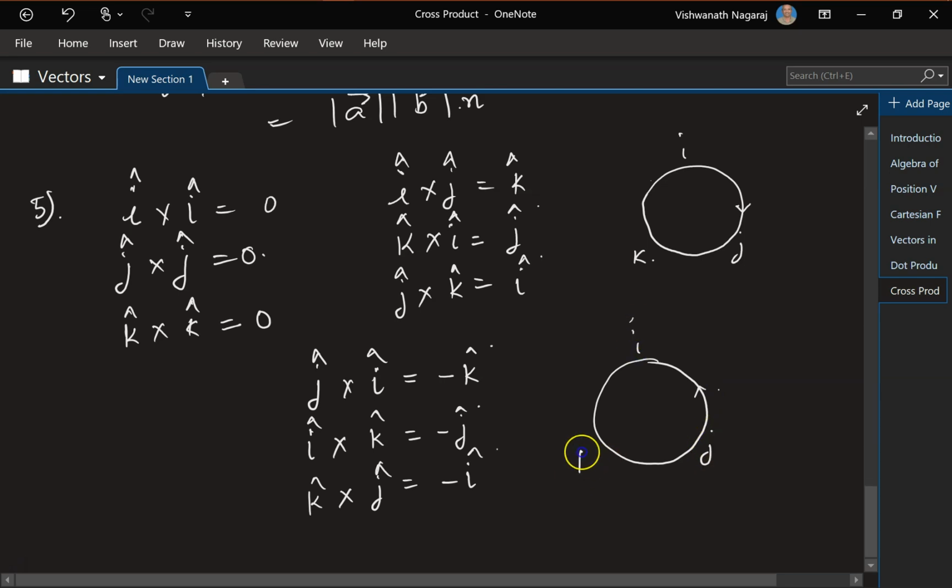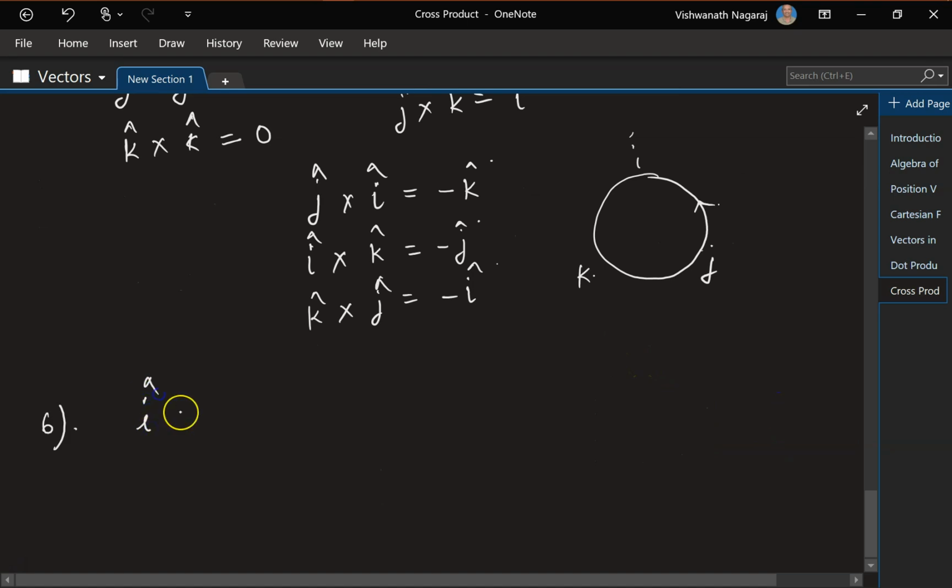I, J, K. This is J. And put a negative sign. So J cross I gives you minus K. I cross K gives you minus J. K cross J gives you minus I.